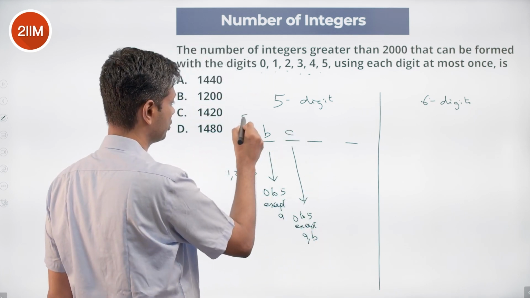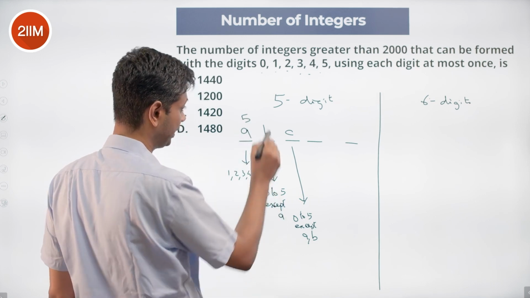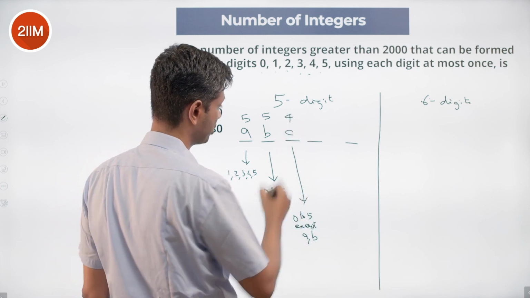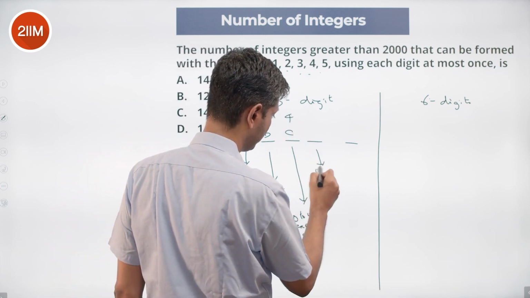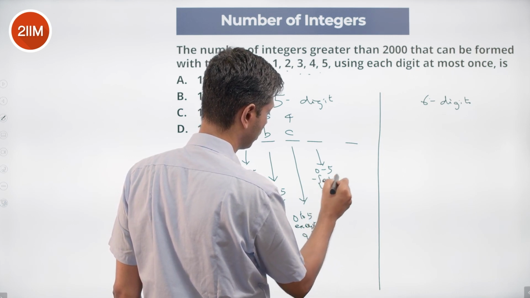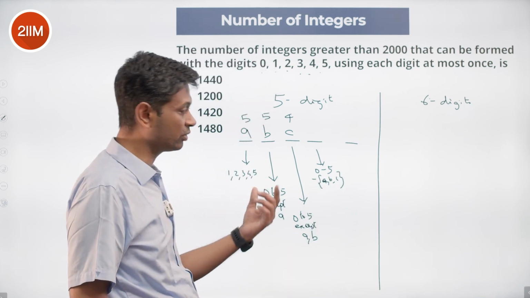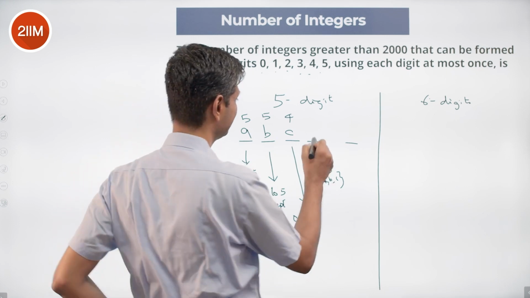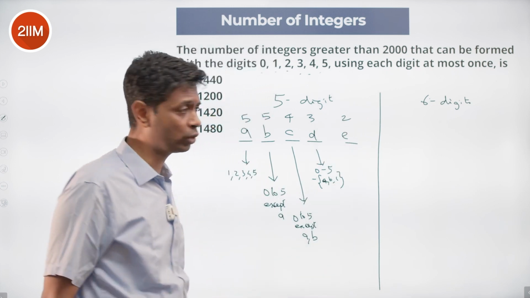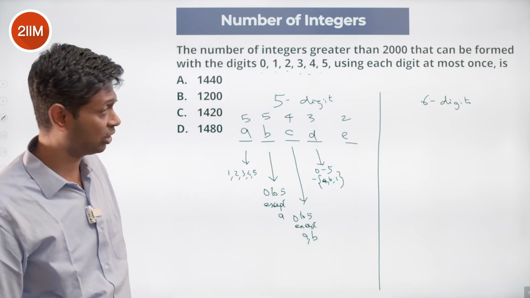Or there are 5 options for this. Out of 6 we subtract A, 5 options for this. Out of 6 we subtract A and B, 4 options for this. Here what will we do? We'll say 0 to 5 minus A, B and C. Out of 6 options we subtract 3. 5 into 5 into 4 into 3 into 2. Not many 5-digit numbers are possible.